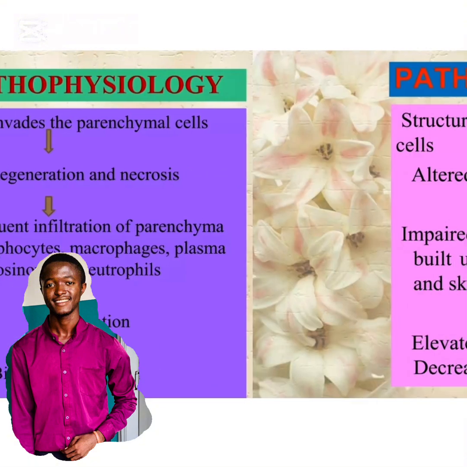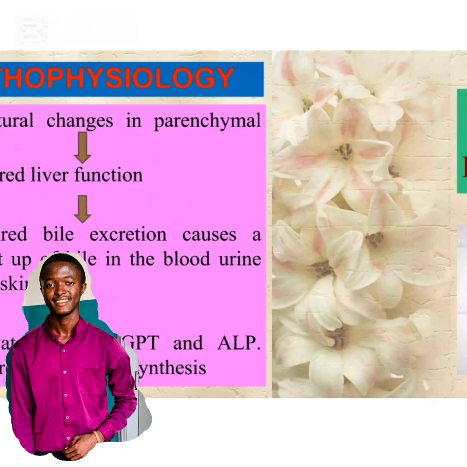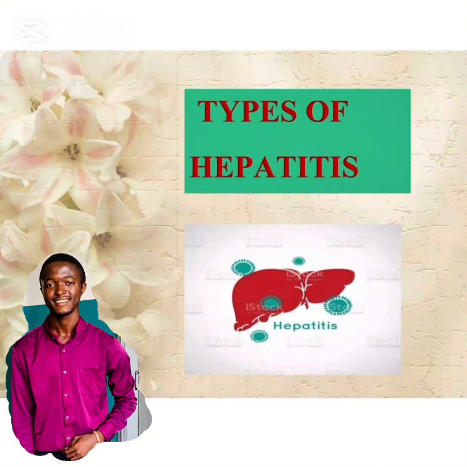Upon this obstruction, there are structural changes in the parenchyma cells, which will lead to altered liver functions. Impaired bile excretion causes a build-up of bile in the blood, urine, and skin, which leads to elevated ALT, SGPT, and ALP, and decreased albumin synthesis.